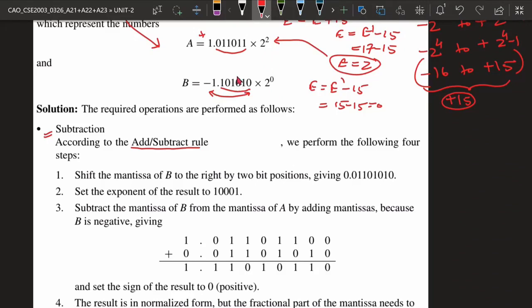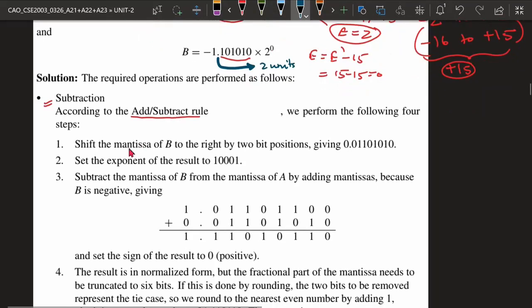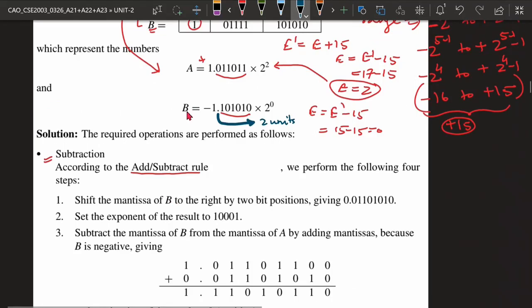So this one is the smallest number, so we will be shifting this value to the right side by 2 units, because this 2 comes from the higher exponent minus the lower exponent. That is the shift we should make. So now shift the mantissa of B, that is the smaller number, to the right side by 2-bit positions.